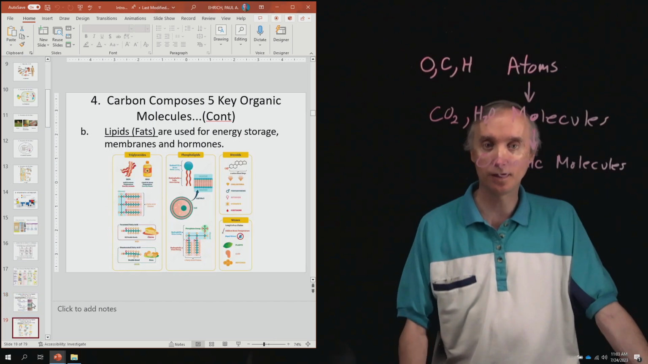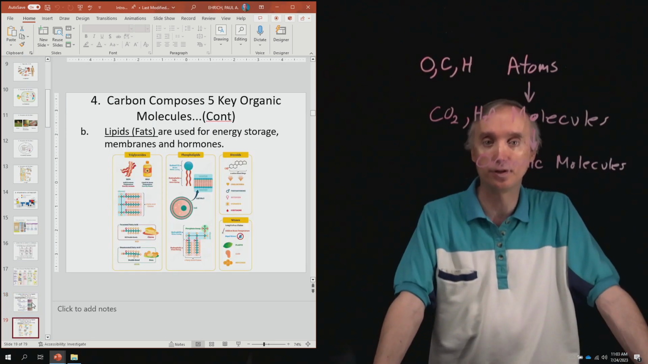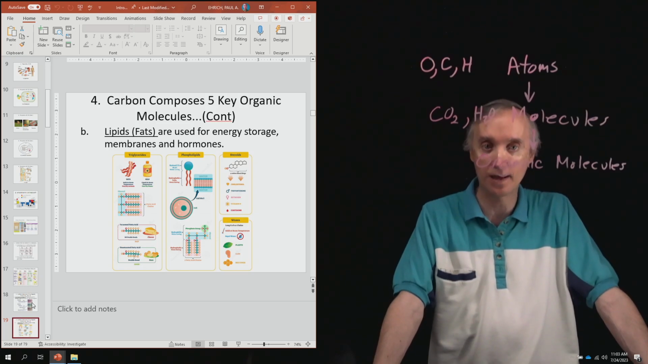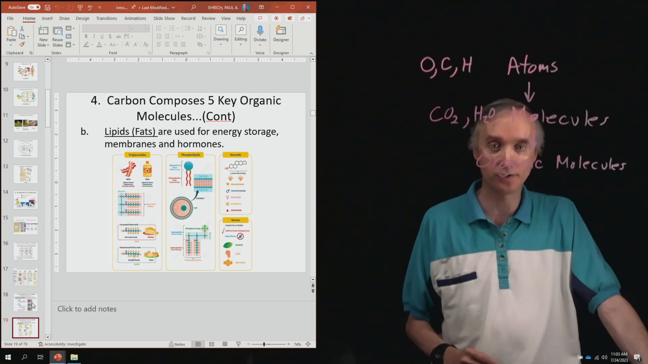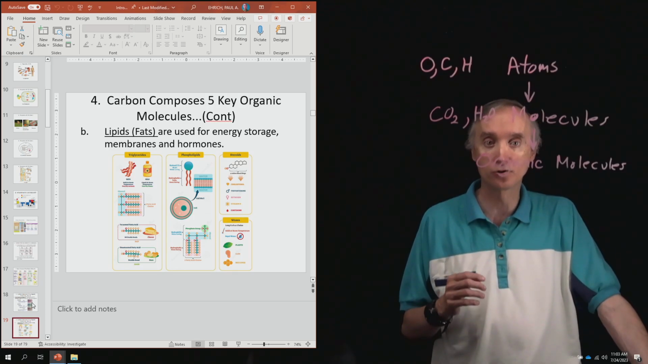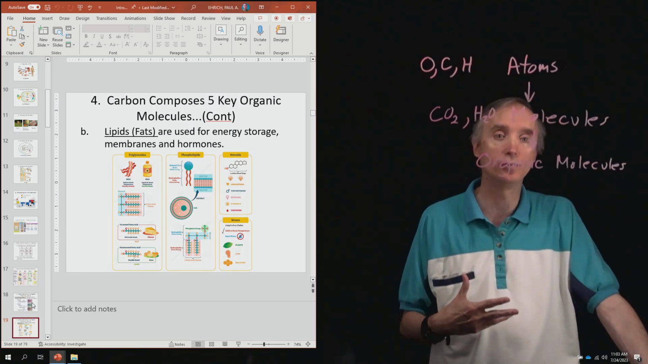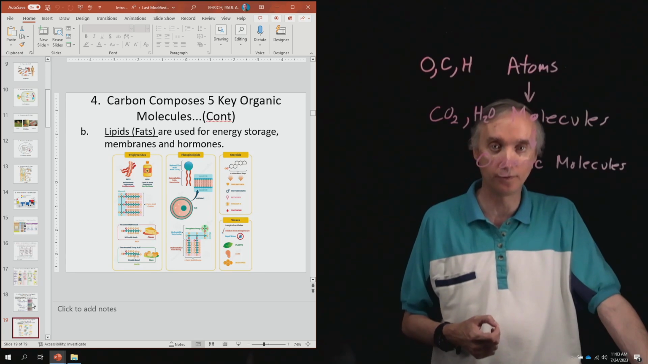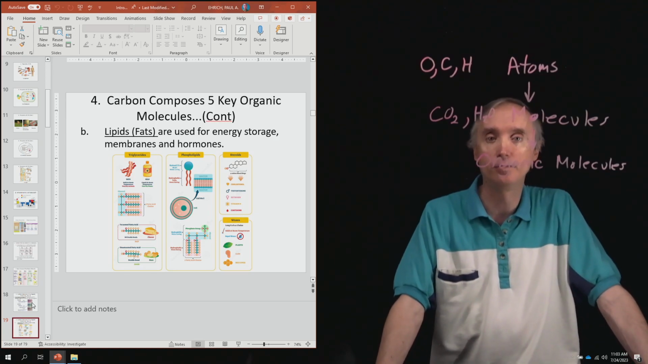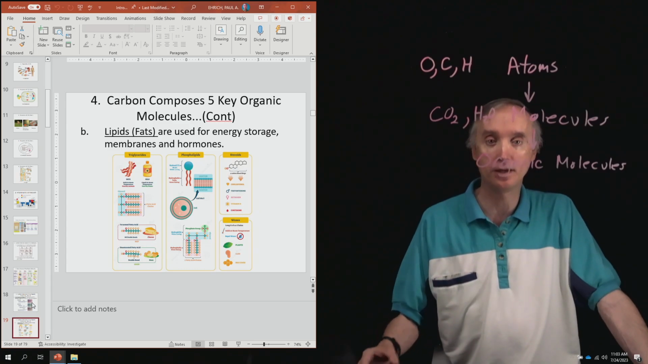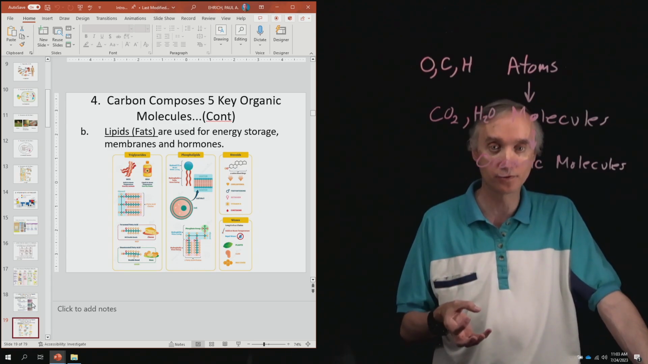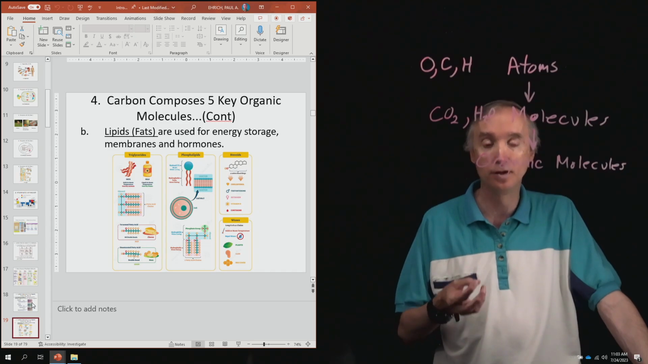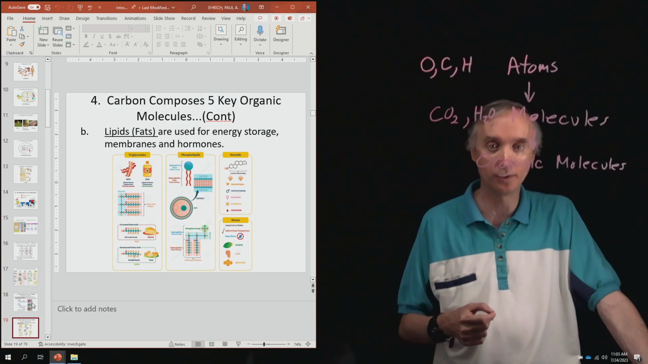Okay, the second kind of organic molecule is a lipid or a fat. And so these are used for energy storage the same way that carbohydrates are, but these are going to be more long-term energy storage. So your body has fats which can be broken down to get energy out of them. Another thing that lipids are used for is they make up the outer boundary of your cells. So the cell membrane of each of your cells is going to be composed of these lipids.